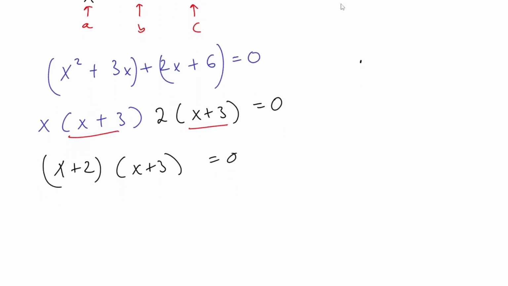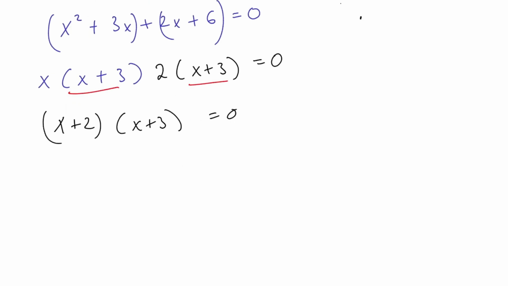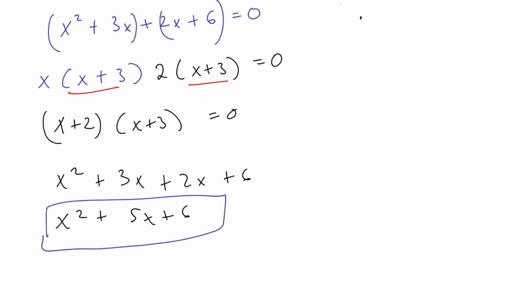Alright. So now if we expand this, we should get back here. So let's expand it. If we expand it, we get x squared, right? And then we would get plus 3x, and then we'd get plus 2x plus 2 times 3, which is plus 6. Now if we simplify, we get x squared plus 6x. Sorry, plus 5x plus 6. And that's it to solving this problem. And these are our factors.